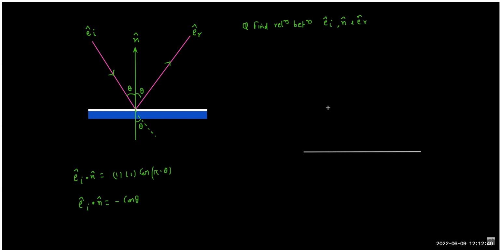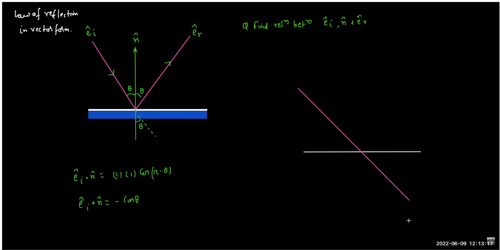The next topic name is writing the law of reflection in vector form. If you know the unit vector of the incident ray, and if you know the unit vector of the normal to the mirror, then the unit vector in the direction of the reflected ray we can find in vector form. And it's pretty easy.